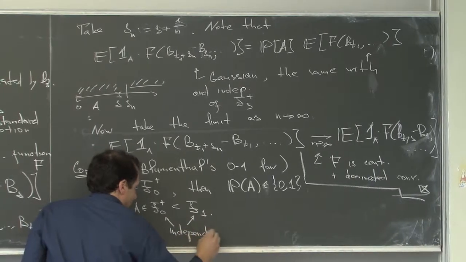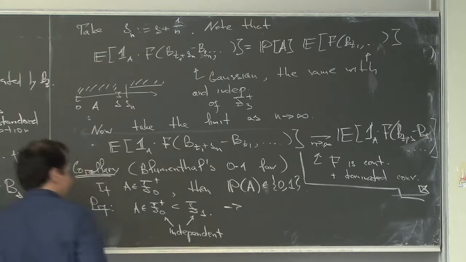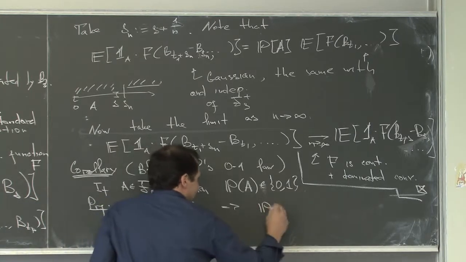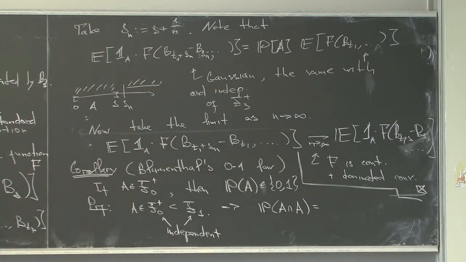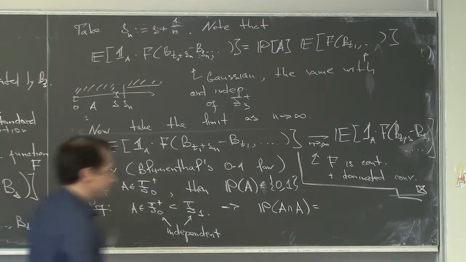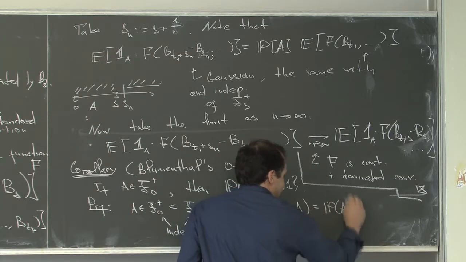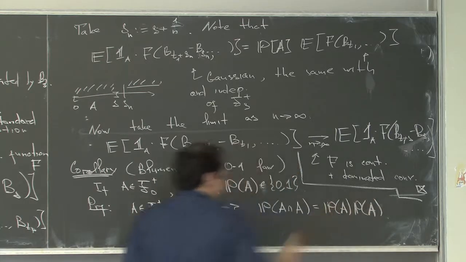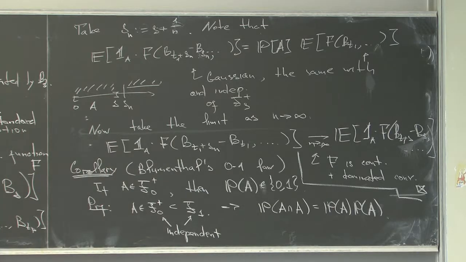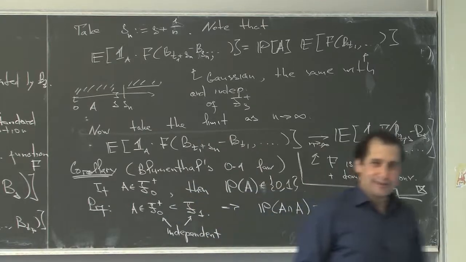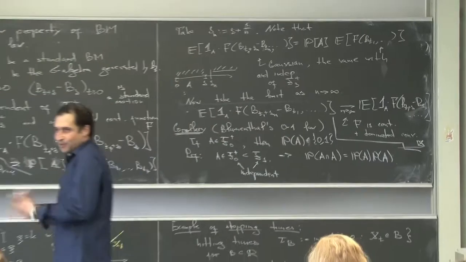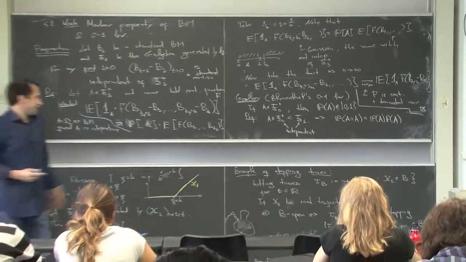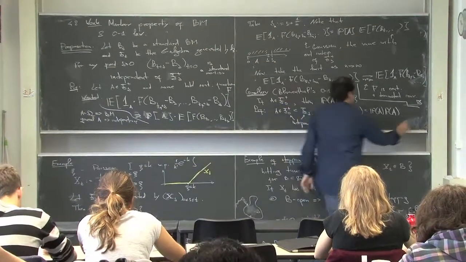And because of that, the probability of A intersected with A is the probability of A, right? This is the standard, a bit esoteric reasoning. If the event is independent of itself, it must have probability either 0 or 1. And each event here is such.